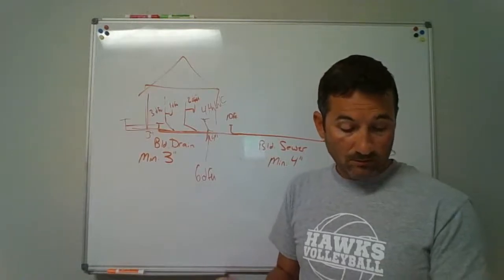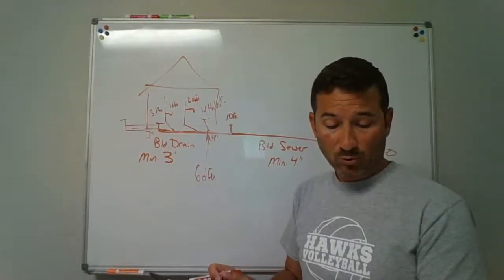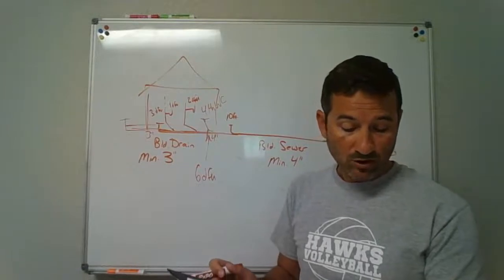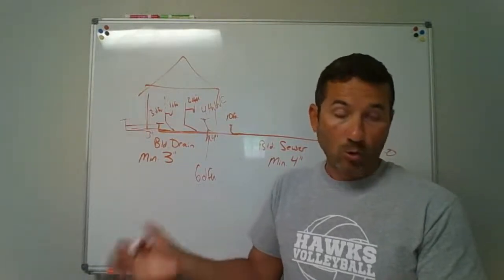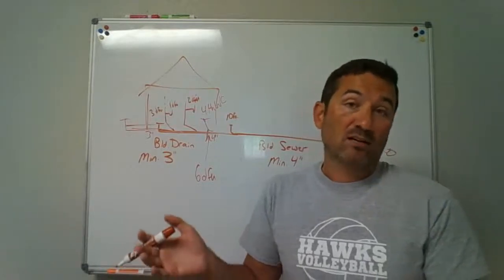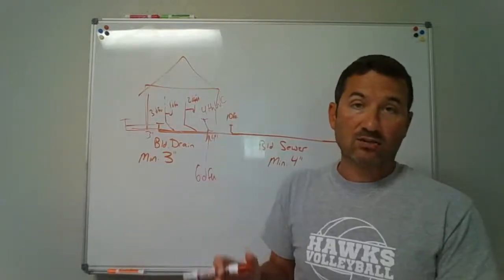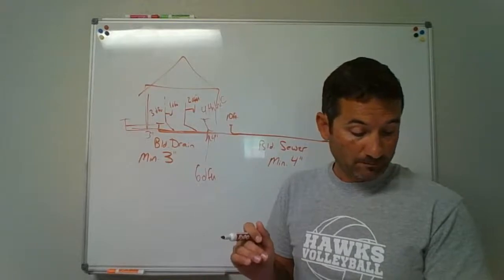Okay. Then you're going to look down at Table 710.1, and it goes over how to size some other stuff. How do we size horizontal fixture branches? And how do we size stacks? Stack is the general term for a vertical pipe.